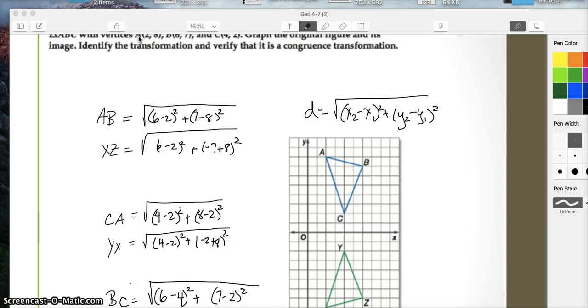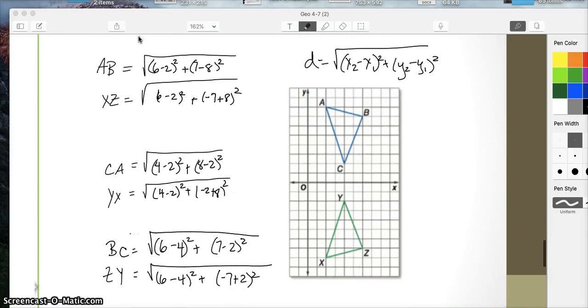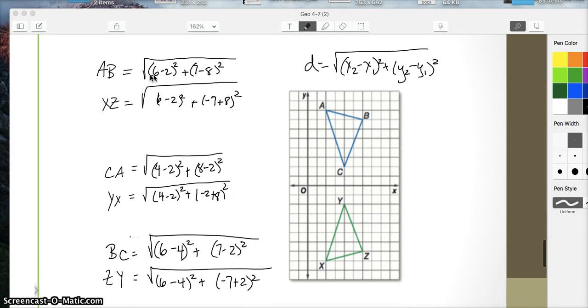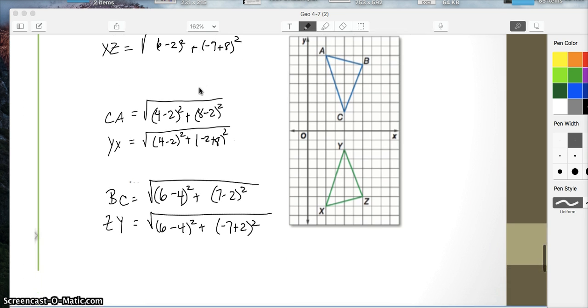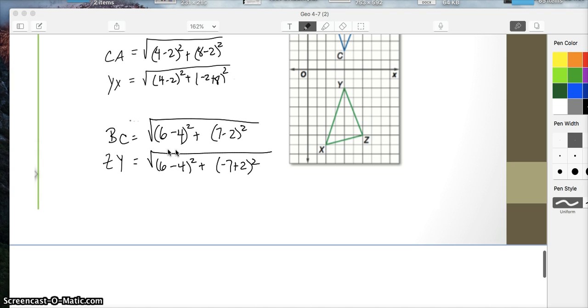So I've taken the opportunity to plug in some information, and look at here. I'm actually dealing with pretty much the same numbers. 6 minus 2, quantity squared, 7 minus 8, quantity squared is going to be the same as negative 7 plus 8, quantity squared, right? I'm going to get the same answers really. Same thing here, 4 minus 2, 8 minus 2, negative 2 plus 8. 6 minus 4, 7 minus 2, negative 7 plus 2.